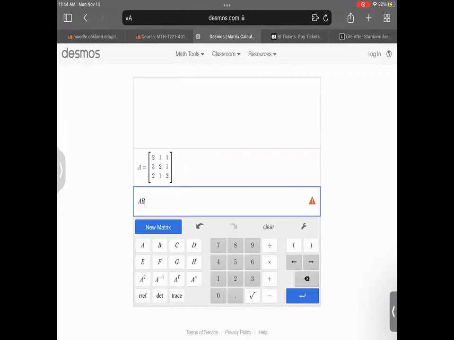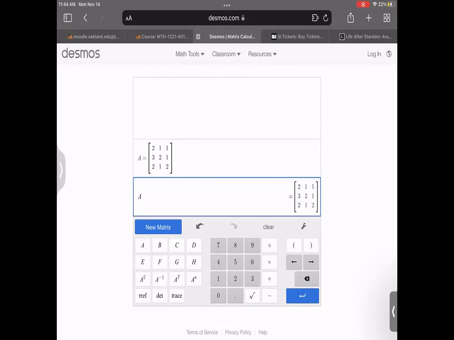And then go down here. Delete that. For A inverse, press capital letter A first, and then the x to the -1 right there. That's our inverse. Yay, we got it right.